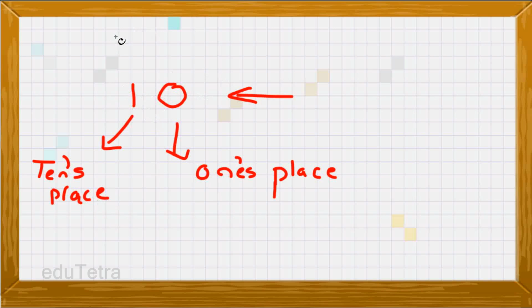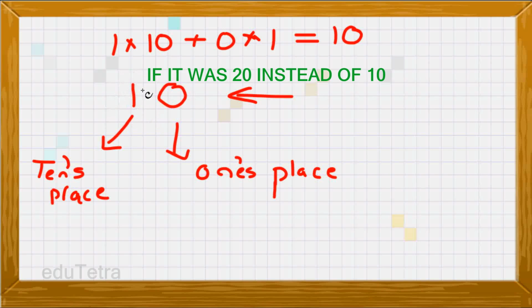So we say 10 has 1 ten and 0 ones. So 1 multiplied by 10 plus 0 multiplied by 1 is 10. So we can easily see there is only 1 ten because in the tens place we have 1, and there are 0 ones because in the ones place we have 0. If instead of 1 we have 2 here, we would say there are 2 tens because in the tens place we have 2.